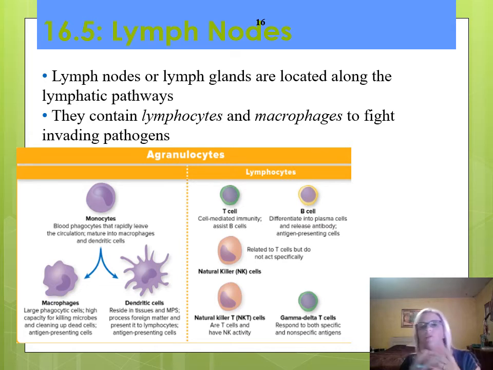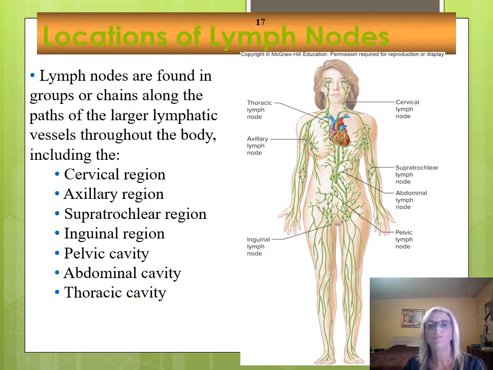Macrophages engulf and destroy damaged cells, foreign substances, and other cellular debris. Lymphocytes and macrophages are primarily responsible here for immunity. So if I asked you where lymph nodes were found in the body, you could probably tell me that there are some found here. But that is not the only place that they're found. They're found all over the place.